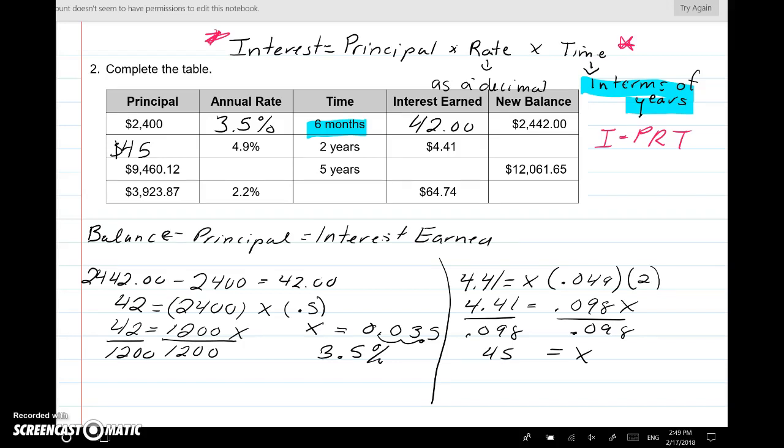Now I need to find my new balance. All I have to do is add, I'm going to use the opposite of this. I'm going to take my principal and add my interest to it. And that's going to give me $49.41.